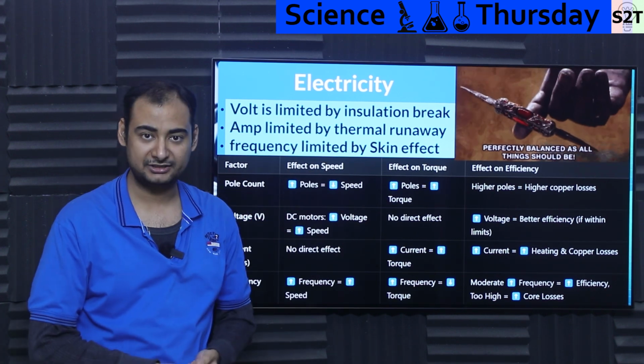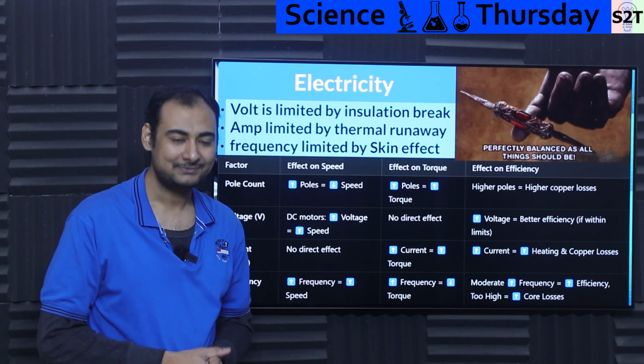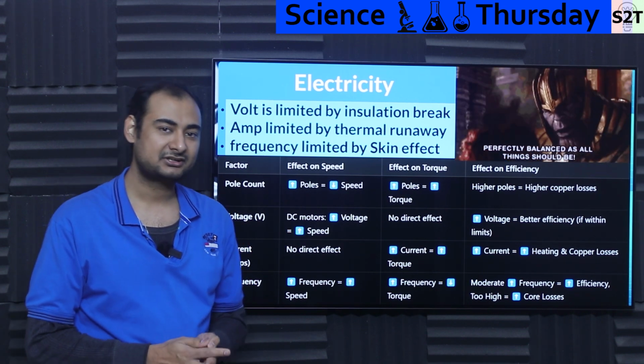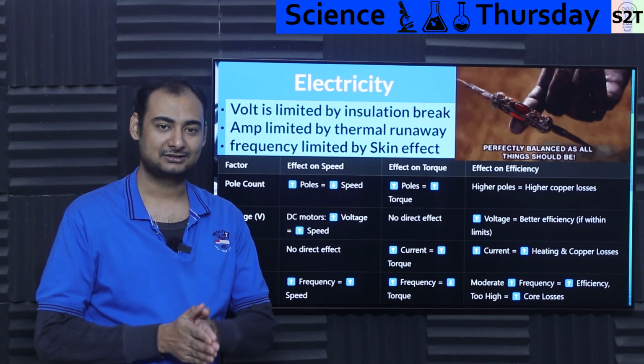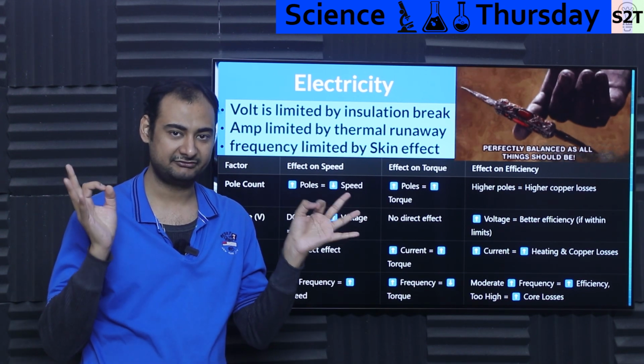You can increase the amps to get more oomph out of it. So amps are limited by conductors, aka resistance, aka thermal runaway. Meaning conductors in India are trolled because somehow the Indian government rates them at 25 degrees Celsius. I'm like, we live in India. Rate it at 50 degrees Celsius.